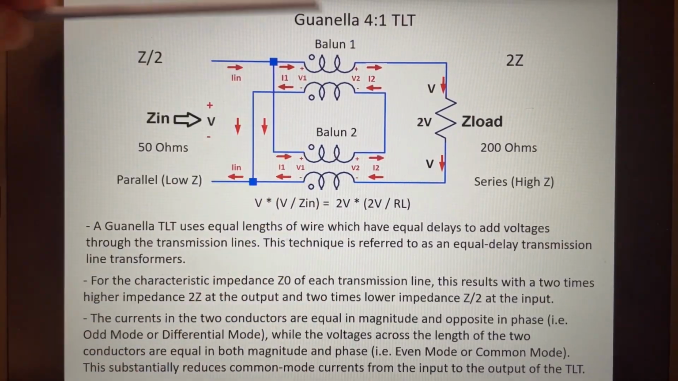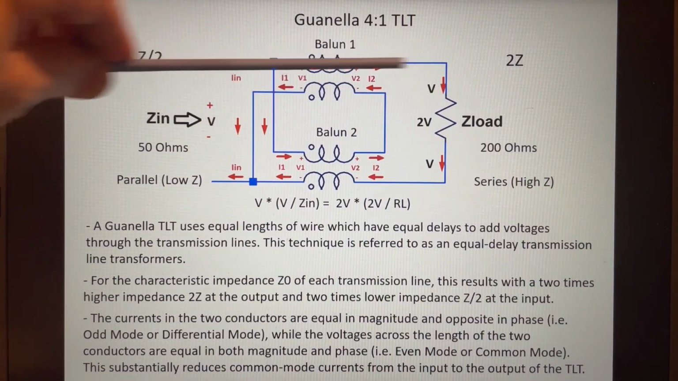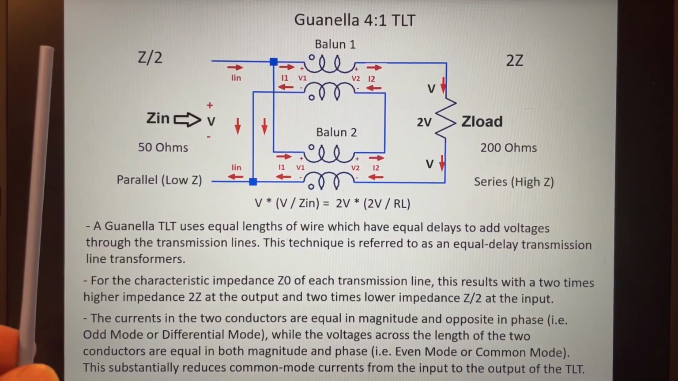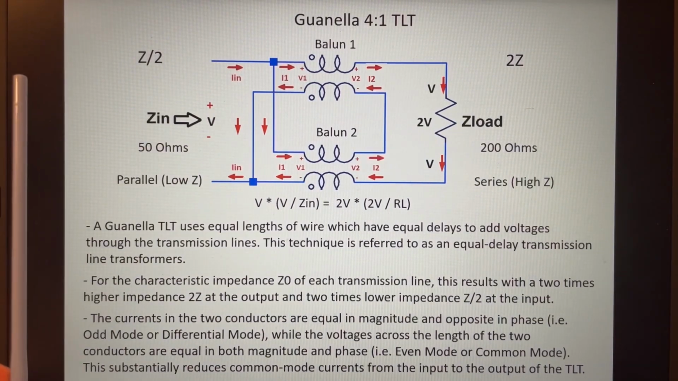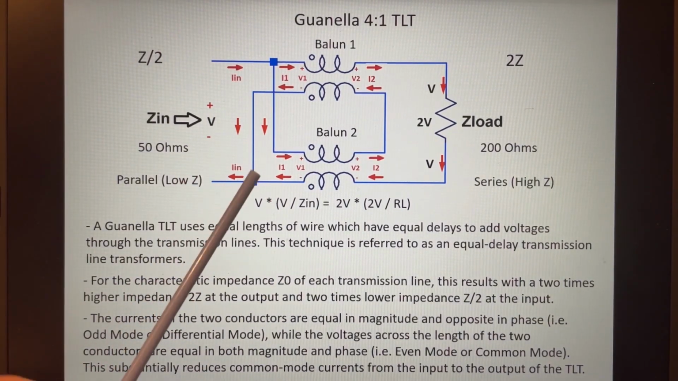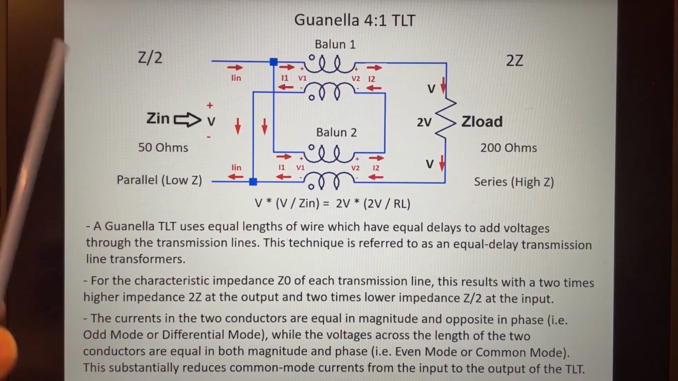We'll go and actually transform these types of schematics into something easier to read and easier to understand. The Guanella TLT uses equal lengths of transmission line so that we have equal delays in each line. Why is that important? Because the voltage has to stay in phase, since we're adding the voltages. This technique is referred to as an equal delay transmission line transformer, and that's key to keeping the voltage in phase.